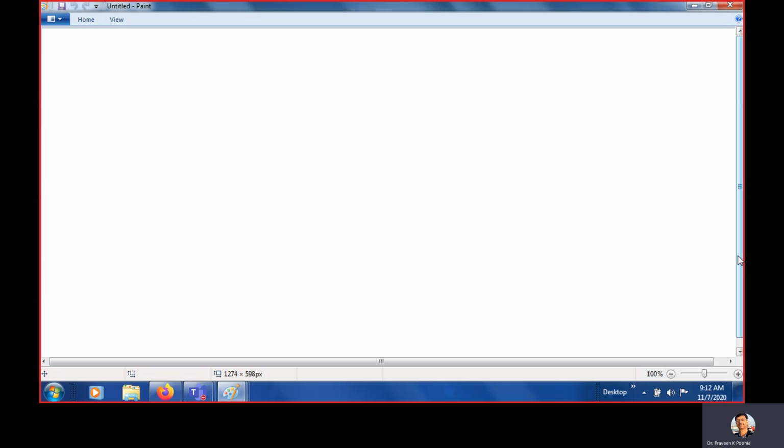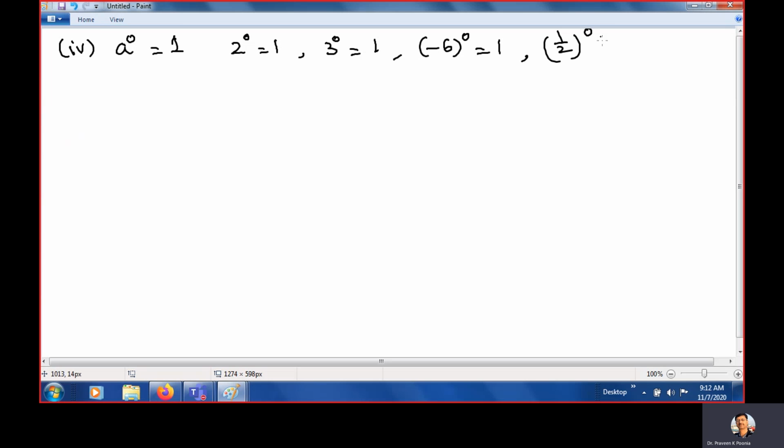Now, what is property number 4? a power 0 is equal to 1. Any number with a 0 exponent is always 1. 2 power 0 is 1. 3 power 0 is 1. Minus 6 power 0 is 1. Clear? You take any number, positive or negative. Even if you take 1 upon 2 power 0, it is 1. If the exponent is 0, the answer is 1.